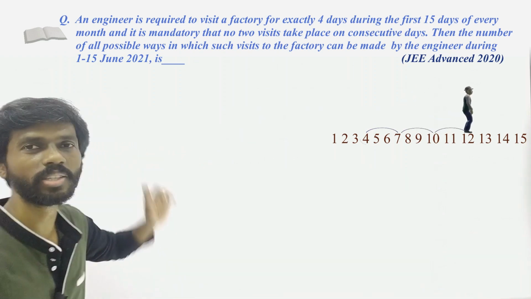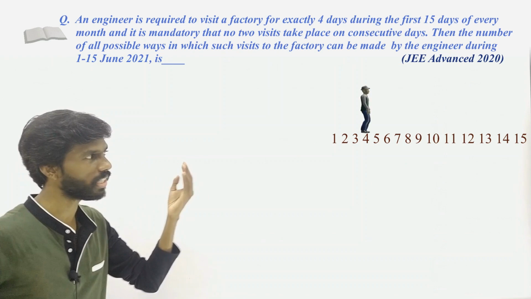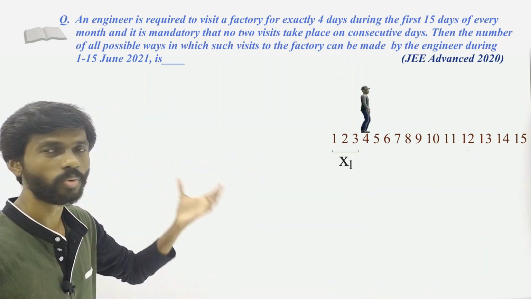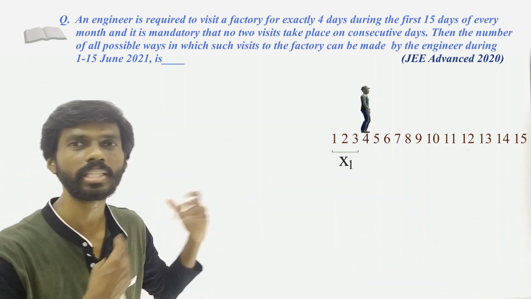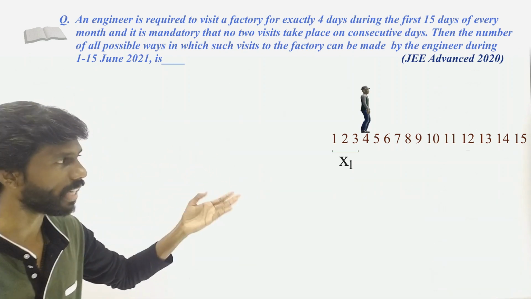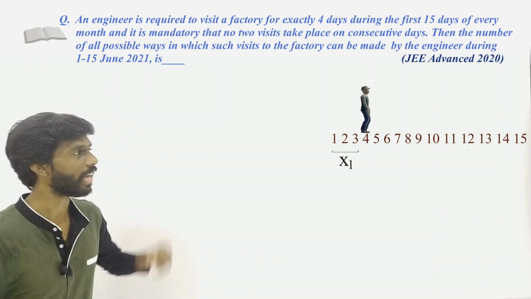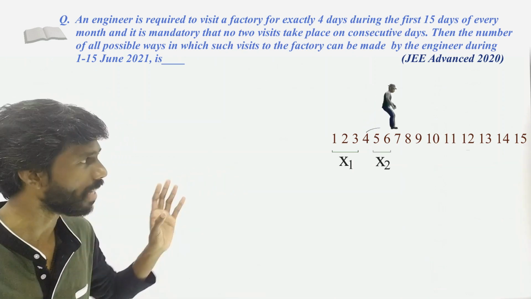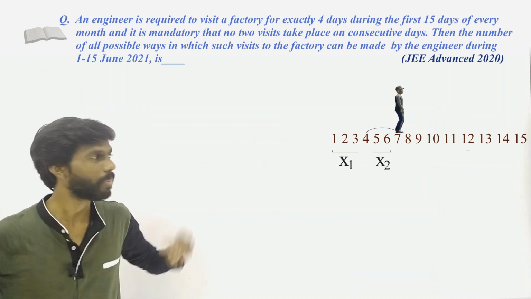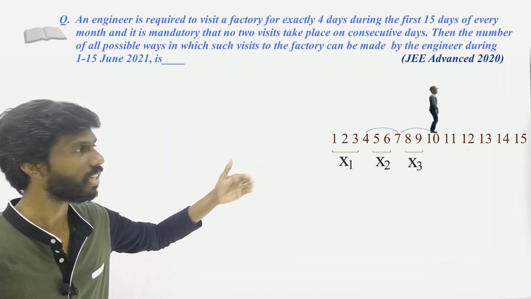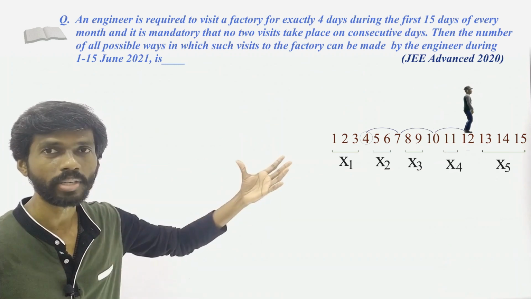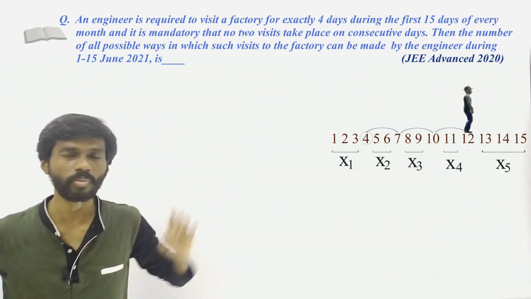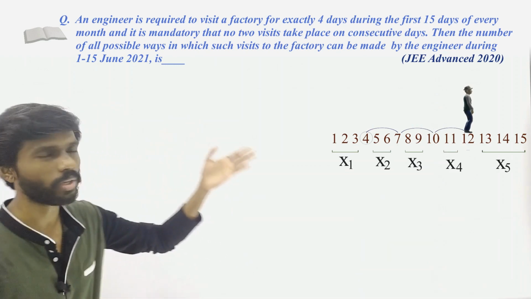So initially he is on the 4th day. That means he has not visited on the first 3 days. So this gap is counted as x1. So x1 is the number of days on which he has not visited the place initially, and x1 is 3 for this example. And now he is on the 4th day. Now he can't jump to the next one, so he has to leave some gap, and that gap is counted as x2. Similarly, the next gaps are counted as x3, x4, x5. So these are the gaps. If you add all these values, x1 plus x2 plus x3 plus x4 plus x5, that should be equal to the total 15 minus 4.